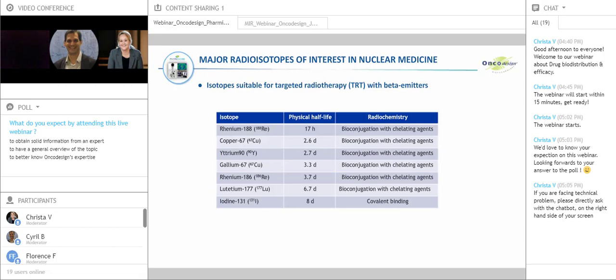Then there is another kind of isotope, the beta emitters, which are of interest for radiotherapy. One of the main ones currently used is iodine-131 or lutetium-177. The half-life of these radioisotopes is 6.7 days or 8 days respectively. One binds covalently and one through chelation.